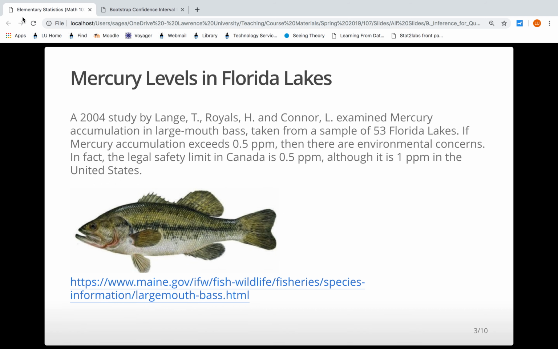We'll refer to a 2004 study that looked at mercury accumulation in largemouth bass taken from a sample of 53 Florida lakes. If the mercury accumulation gets to be too high, exceeding 0.5 parts per million, then there might be environmental concerns. In fact, in Canada, the legal safety limit is 0.5 parts per million, although the United States has a restriction of 1 part per million.